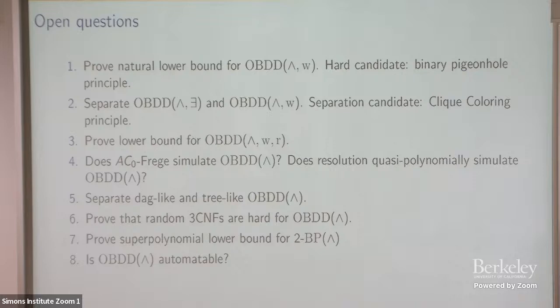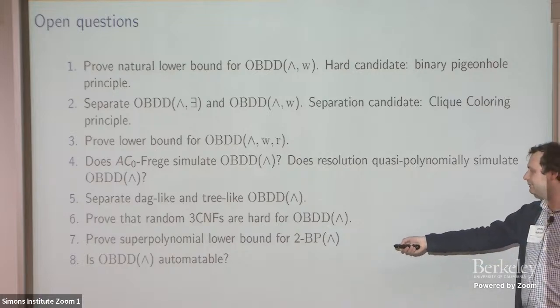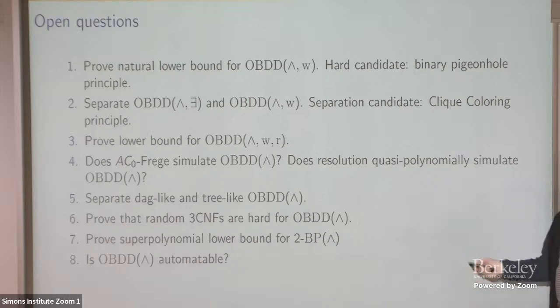It can also be interesting to prove a polynomial bound if we use just AND, but here with two OBDDs. And it's also open whether this simple proof system is automatable or not. Okay, thank you for your attention.